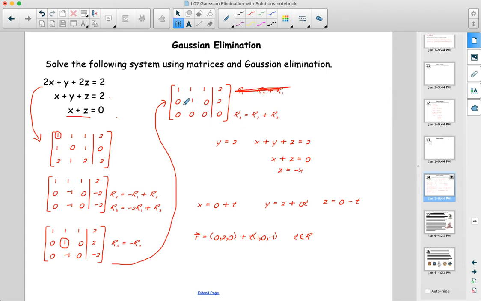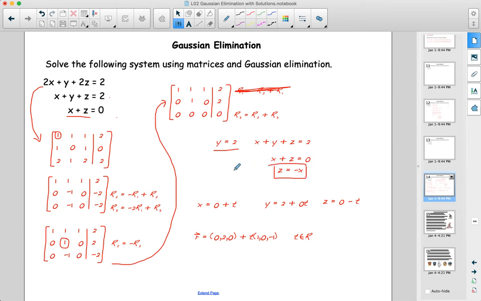So this row is telling me that 0x plus y plus 0z is 2, i.e. y is 2. The top row is telling me that x plus y plus z is 2. However, we know that y is 2, so this just gives us that x plus z needs to be 0, and that simplifies down to z is -x.